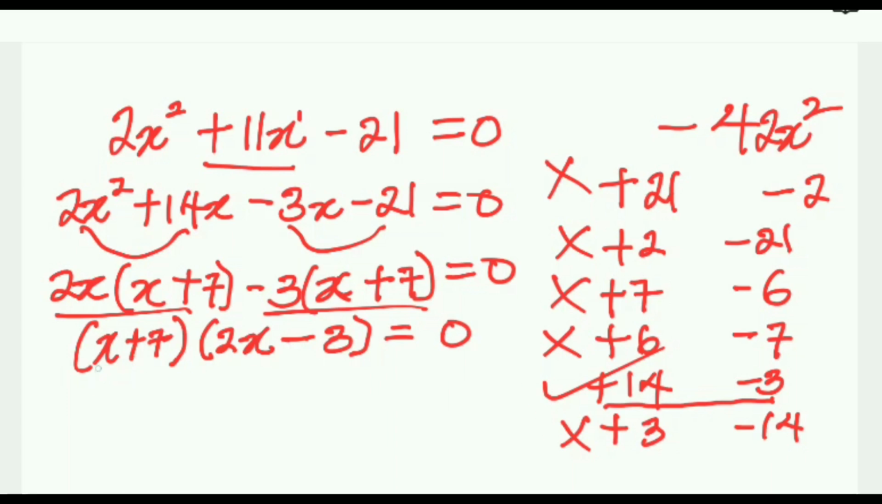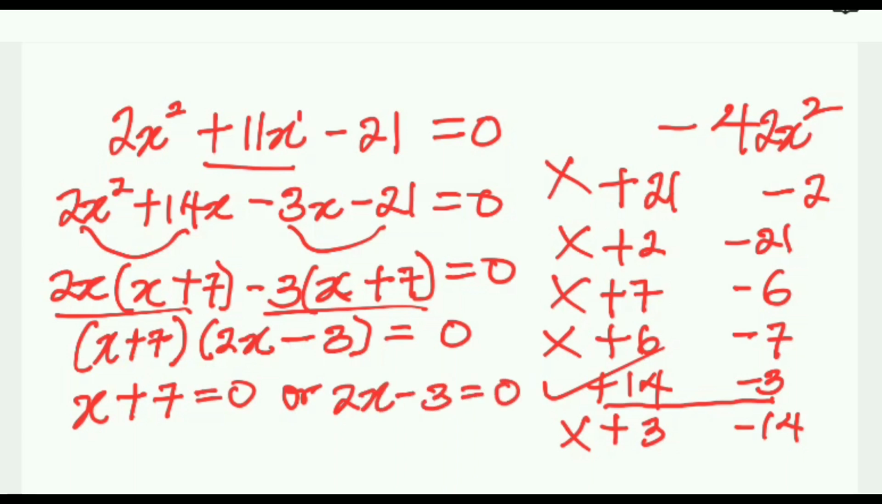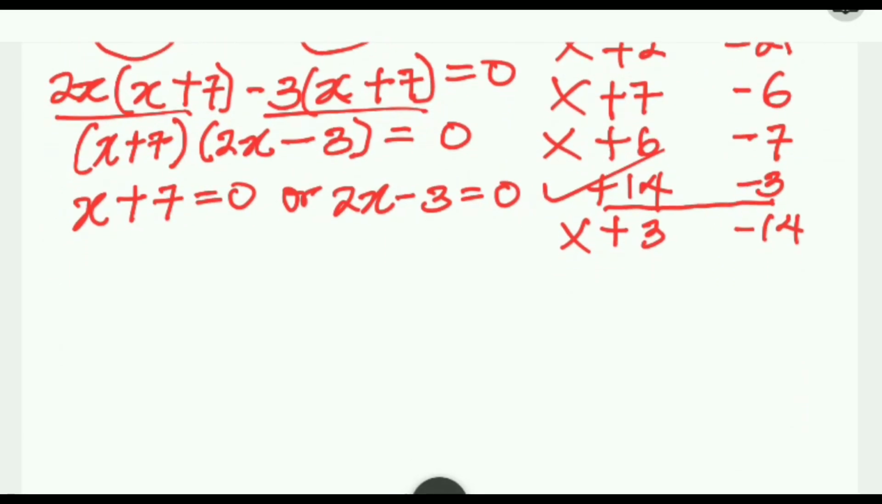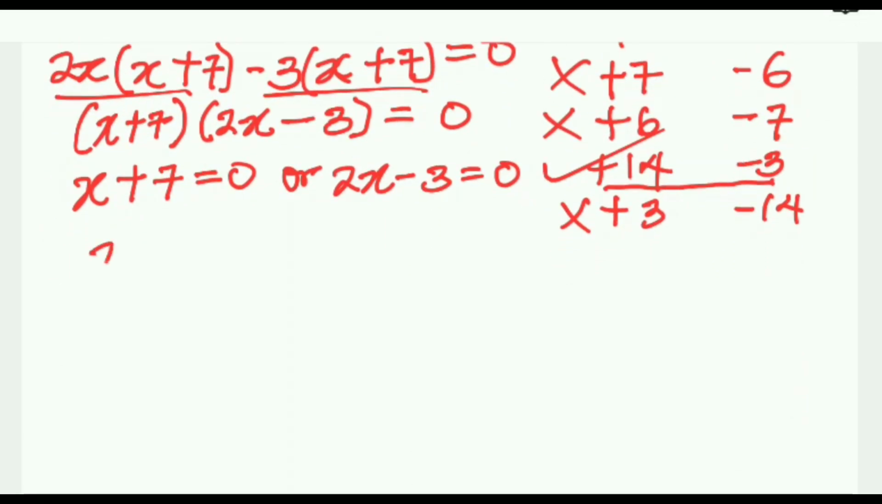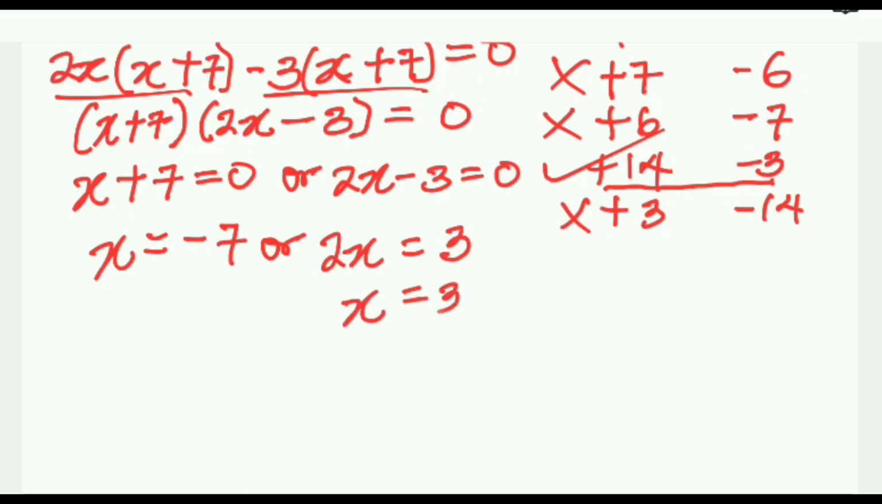And so what this means is x plus 7 times 2x minus 3 equals 0. When the product of these two equals 0, we conclude by saying that either x plus 7 equals 0 or 2x minus 3 equals 0. And so, at this point, we now solve these linearly. We say the value of x equals minus 7, or we have 2x equals 3, and so the value of x is 3 over 2, which is the same as 1.5.